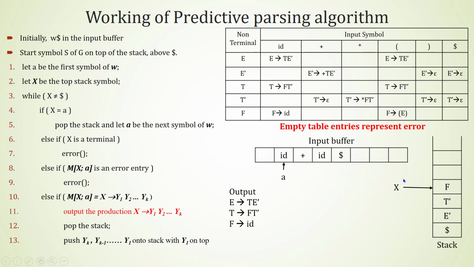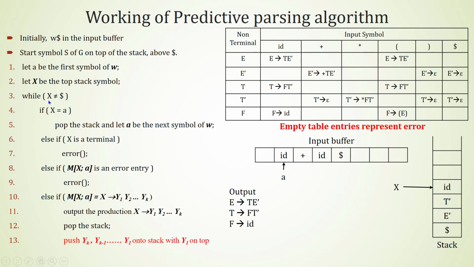Pop the stack, F will be removed from the stack. Push the production into the stack. Here only one terminal is there. So id is pushed to the stack. So now the top of the stack contains id.